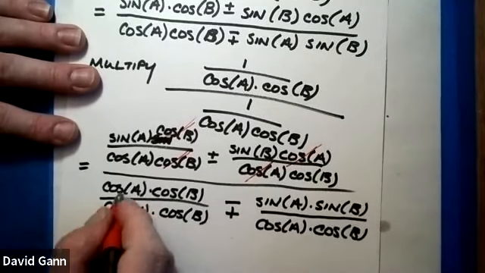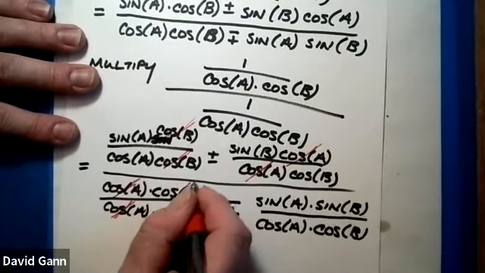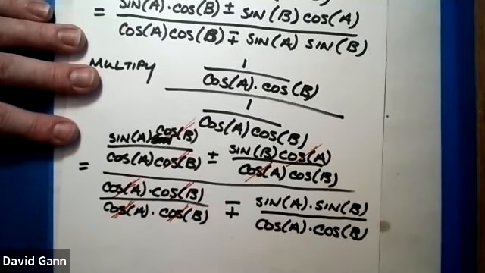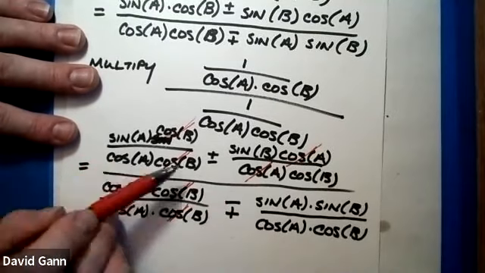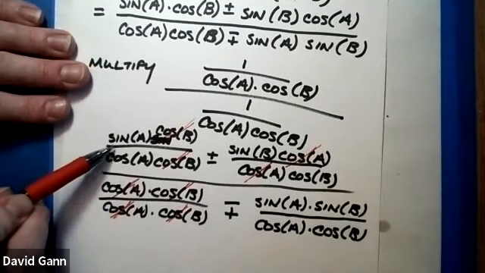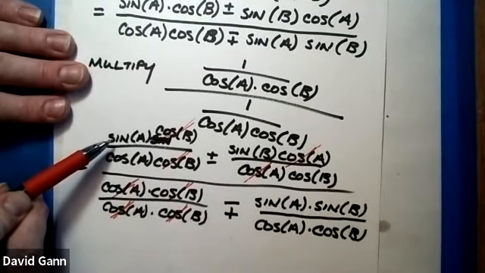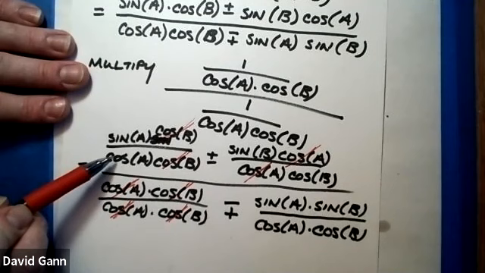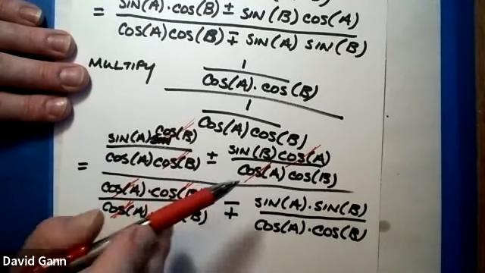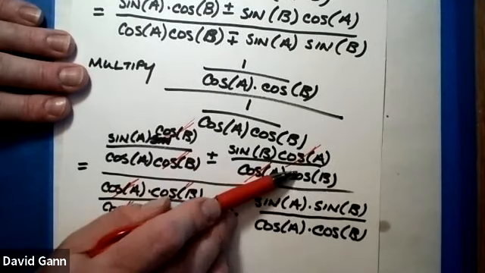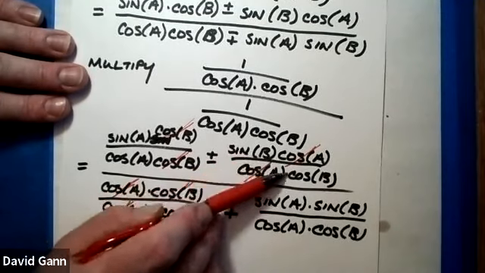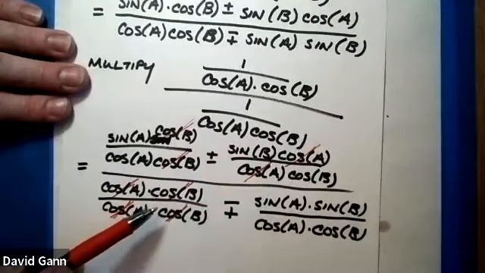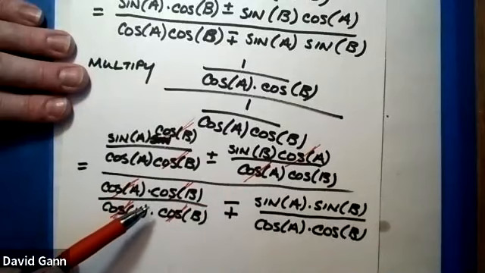Down in the bottom, both cosine terms cancel. And then over here, look at what's left. In this first term, I have sine of A over cosine of A. Well, that's tangent of A, right? And on the second term, I have sine of B over cosine of B. That's tangent of B. Down here, this will entirely reduce to 1.